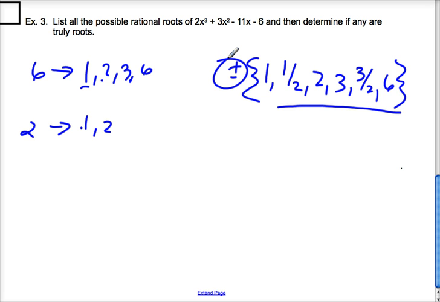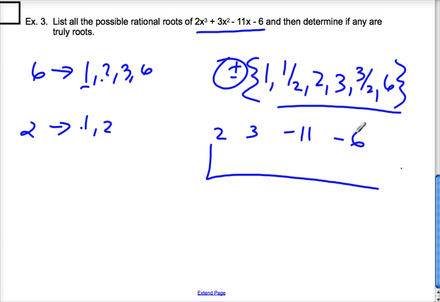Okay, so how do I determine if any of them truly are roots? Well, if any of them are roots, that tells me that when I divide 2x cubed plus 3x squared minus 11x minus 6 by one of these, I should have a remainder of 0. So that's what we're going to have to prove. We're going to take the 2, 3, the -11, the -6.